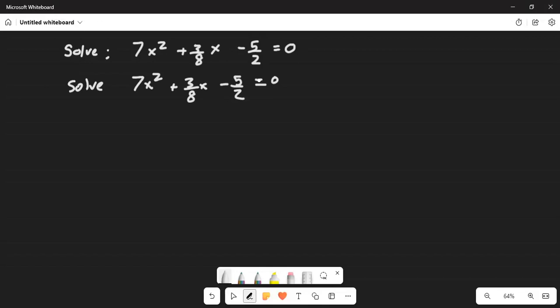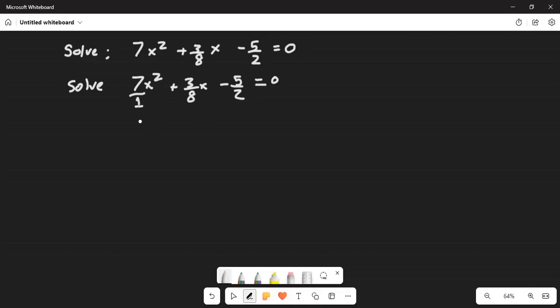Now you notice the 7x squared has nothing in the denominator. That means it has 1. Whereas the second term, 3 over 8, has 8 in the denominator. The third term, minus 5 over 2, has 2 in the denominator. So we have to reduce everything to a common denominator between 1, 2, and 8. We know 2 times 4 is 8 and 1 times 8 is 8. So we will make 8 the common denominator.